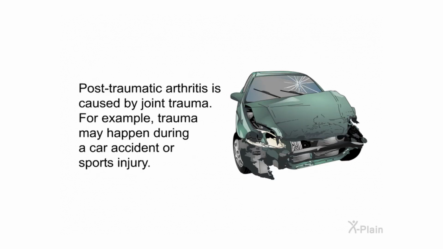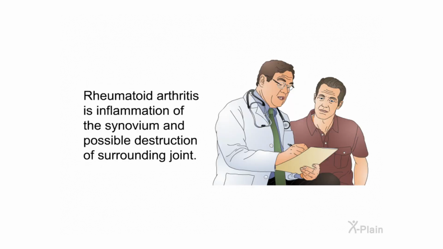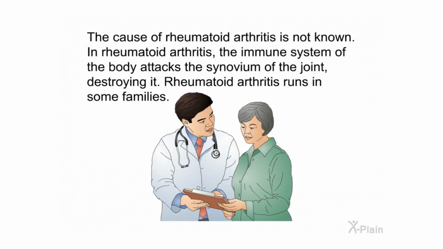Post-traumatic arthritis is caused by joint trauma. For example, trauma may happen during a car accident or sports injury. Rheumatoid arthritis is inflammation of the synovium and possible destruction of surrounding joint. The cause of rheumatoid arthritis is not known. In rheumatoid arthritis, the immune system of the body attacks the synovium of the joint, destroying it. Rheumatoid arthritis runs in some families.